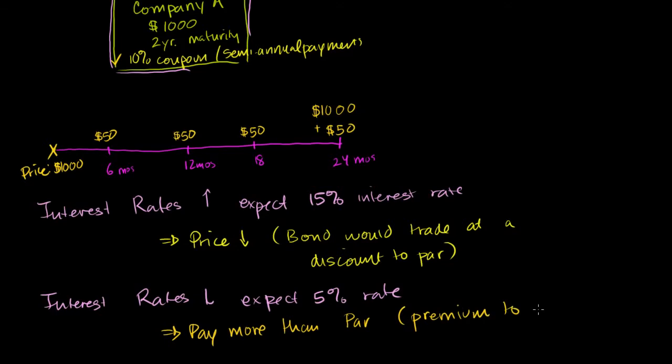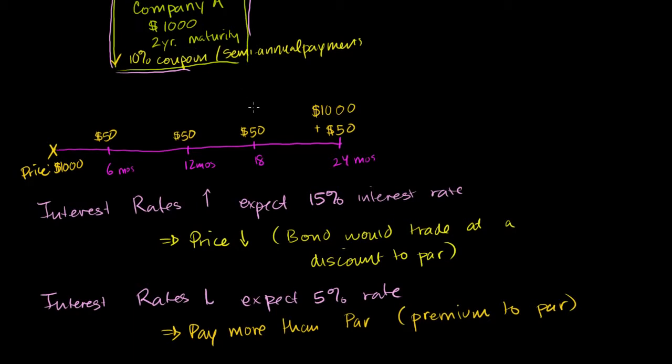Premium to par. So at least in the gut sense, when interest rates went up, people expect more from the bond. This bond isn't giving more, so the price will go down. Likewise, if interest rates go down, this bond is giving more than what people's expectations are, so people are willing to pay more for that bond.